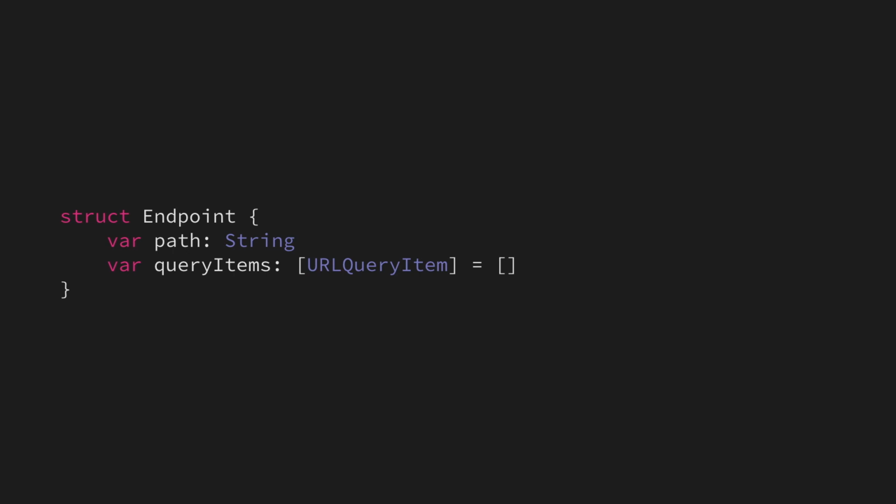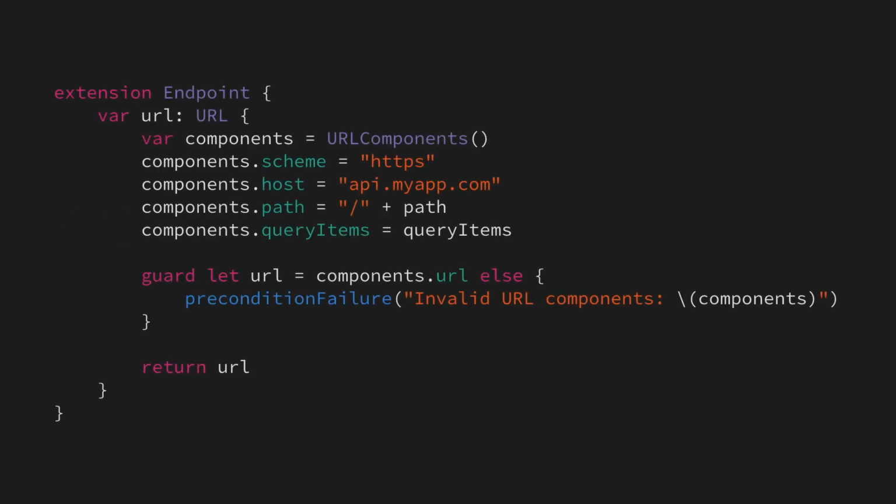In this case, we're going to keep the type name endpoint and give our struct two properties, a path and an array of query items. That will enable us to construct the URLs corresponding to our endpoints in a much more robust way by using URL components. URL components is sort of like a builder for URLs, and by again implementing a computed property that returns a URL for a given endpoint, we can build up our URL by assigning the endpoint's path and query items along with our scheme and host to URL components. We'll then also take the opportunity to improve the error message we'll get for any invalid URLs by using a precondition instead of just force unwrapping that optional.